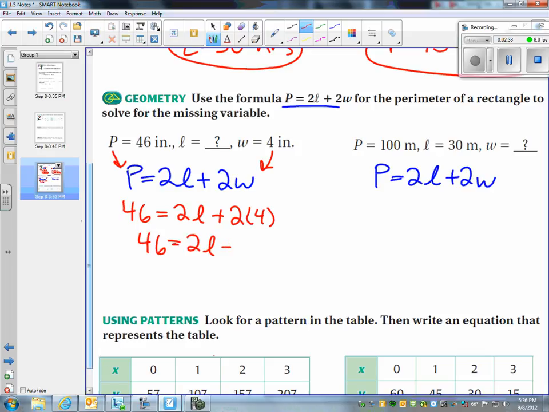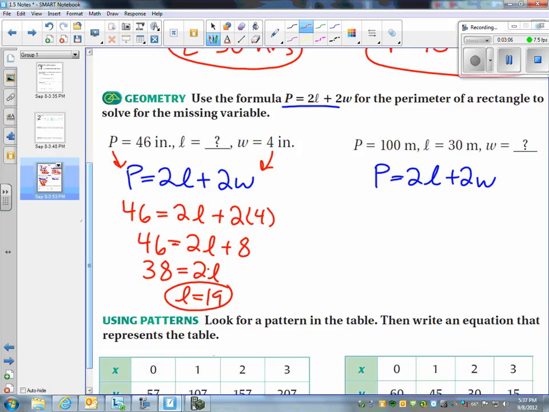This is what we practiced in section 1.3, solving equations. So we're just moving through, doing opposites. I multiplied 2 and 4. I move the 8 over by subtracting because it is a positive here. So we get 38 equals 2L. We divide by 2 since that's multiplication. So our length is 19. That's it. That's all we have to do.